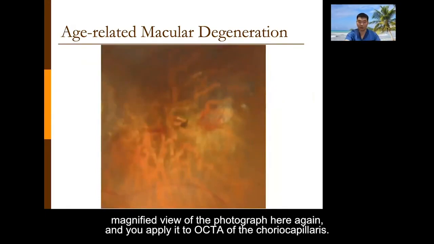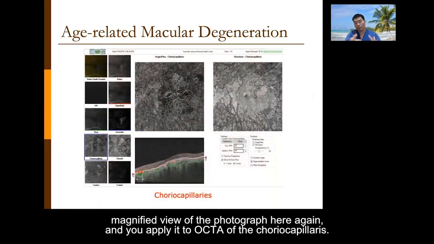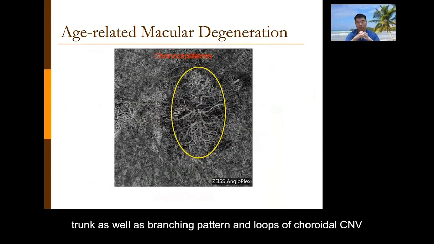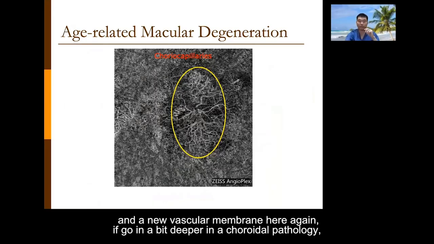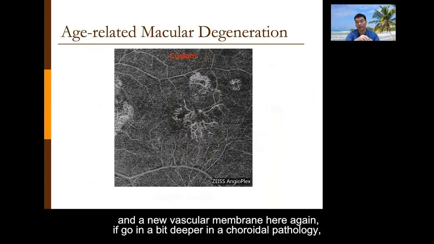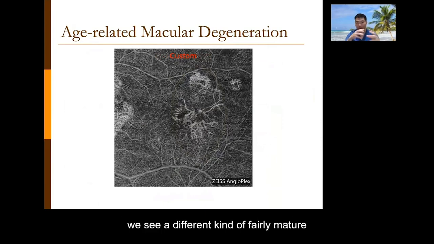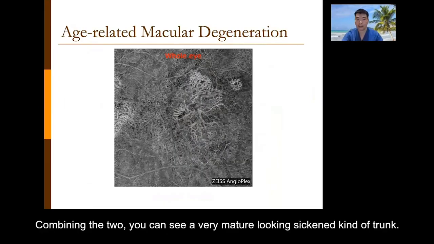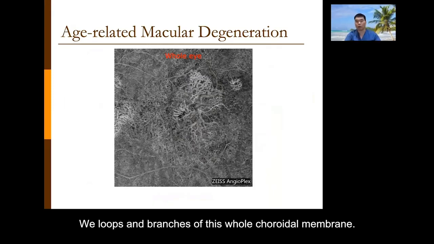Here is a magnified view of the photograph, and if you apply an OCTA of the choriocapillary slab, we can actually see a very mature, well-defined trunk, as well as branching pattern and loops of the choroidal neovascular membrane here. Again, if we go a bit deeper in the choroidal pathology, we do see a different kind of, also fairly mature, branching network and pattern of this choroidal pathology. Combining the two, we can see a very mature looking second kind of trunk with loops and branching of this whole choroidal membrane.